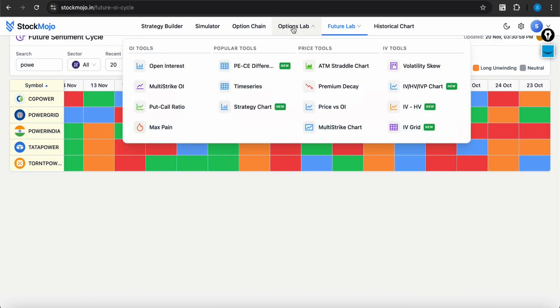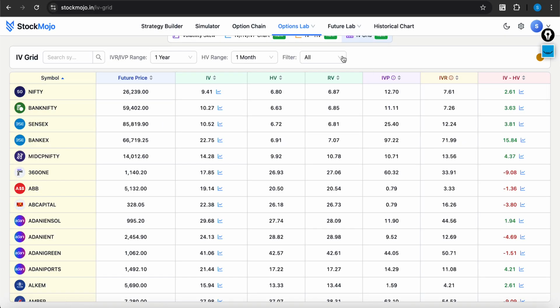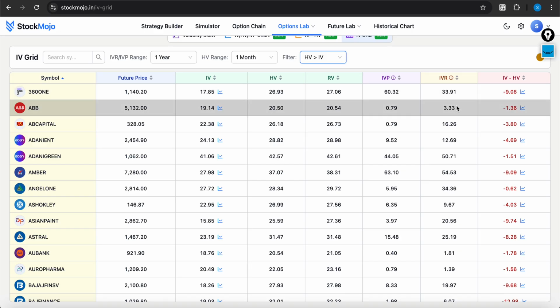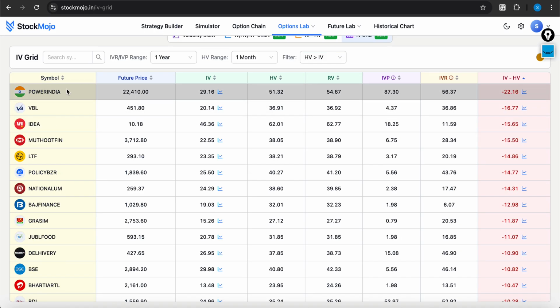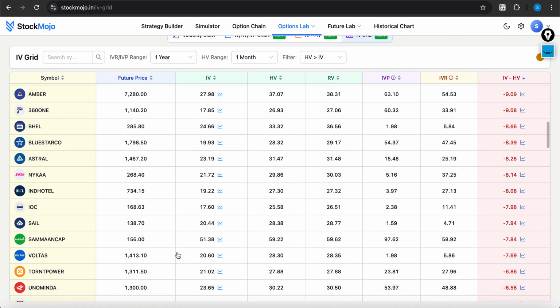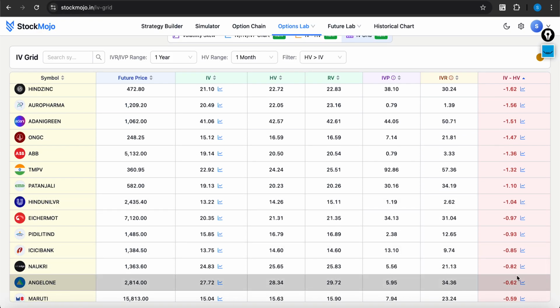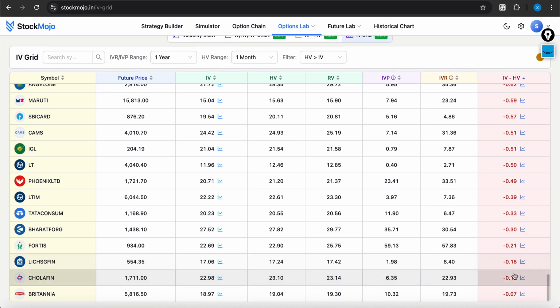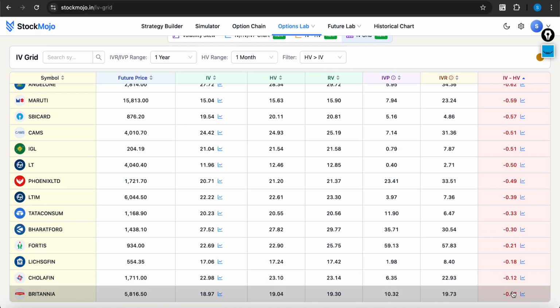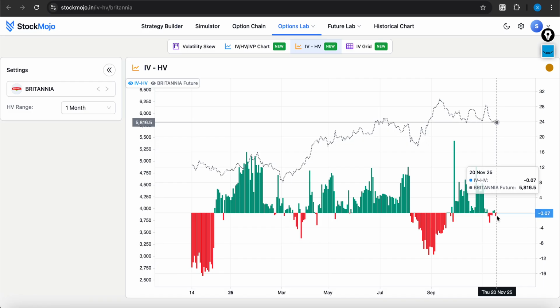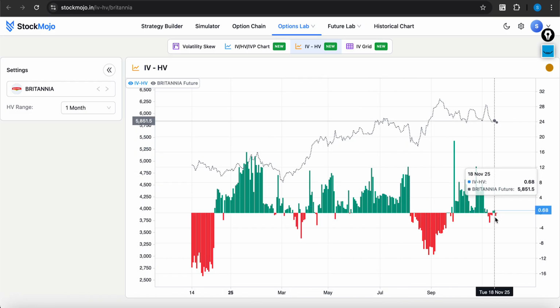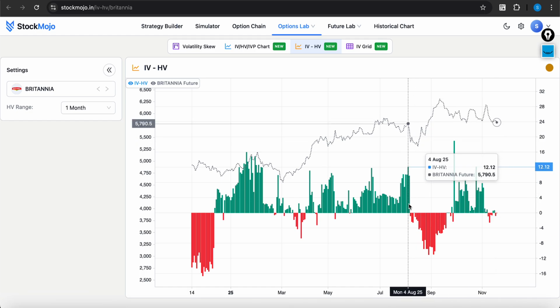Let's go to the options lab, IV Grid. Just go to HV above IV, for those who are looking for a bullish position. So we can see Idea, LTF, PolicyBazaar. Now I would be very keen to check those numbers which are just on the verge of being more negative, like this. Like this, Britannia. It's on the verge of being negative, so there is slight buildup over here. I will track it for the next couple of days to see how the buildup is seen. Again, I will go and check the futures chart or a price action chart, wherein we can see major buildup happening.